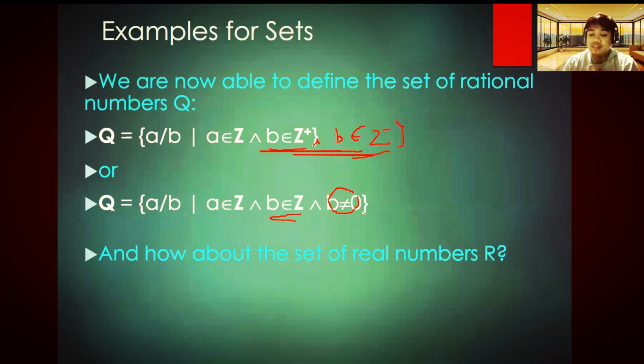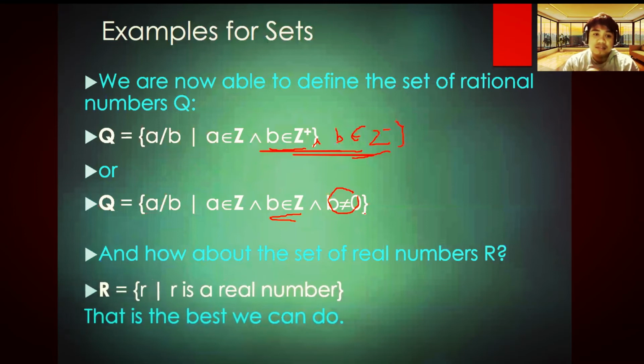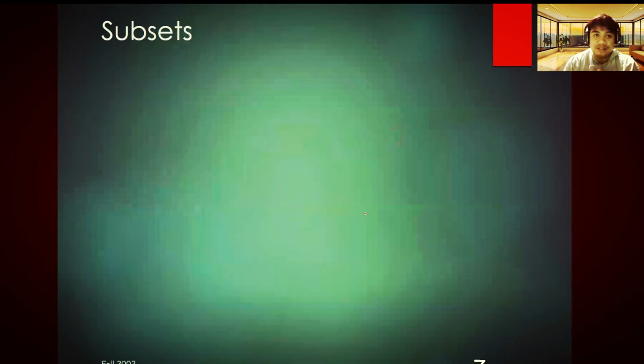And how about the set of real numbers? So we can denote the set of real numbers as R is equal to r such that r is a real number. So yun na yung pinaka-the best na pwede natin gawin for a real number sa set builder notation.